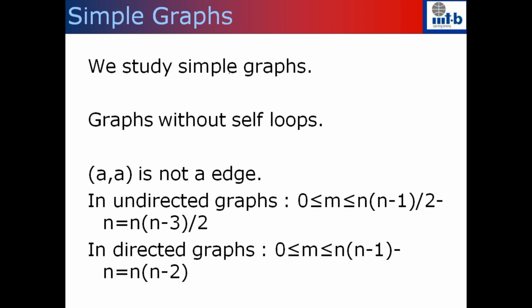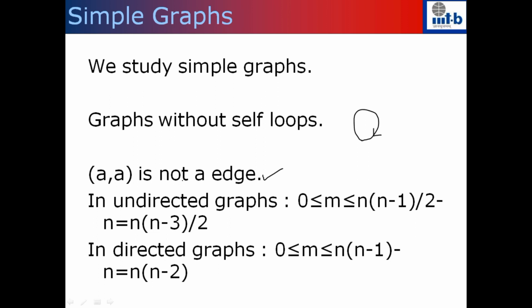In this course we will mostly be studying what are known as simple graphs. Simple graphs don't allow self loops, so (A, A) cannot be an edge in the graph. What we defined as an edge is any subset of V cross V, and V cross V always allows A to be connected to A. Pictorially, that would look like A connected to A itself, which is not allowed in simple graphs.